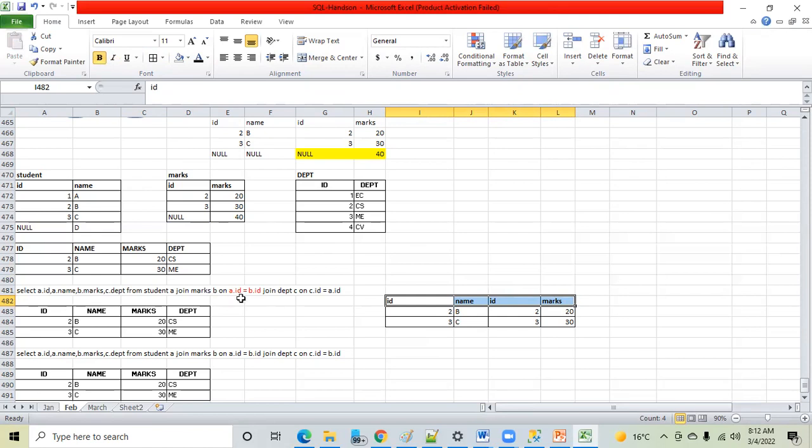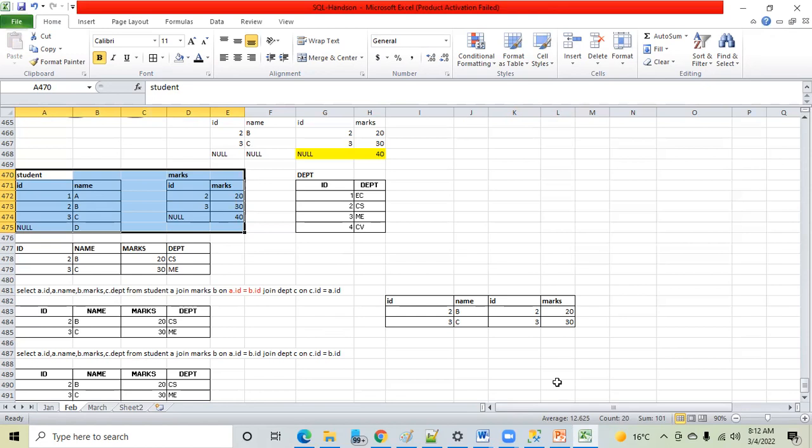Now, after the execution of this first condition, your SQL will forget this table. This is your table, assume like this. And then this will be matched with this department table because the condition is ID equal to ID. Now it will search for ID 2 and 3. Do you have ID 2 and 3 here? Yes. So that's why you'll get 2, 3 BC. Is this clear?